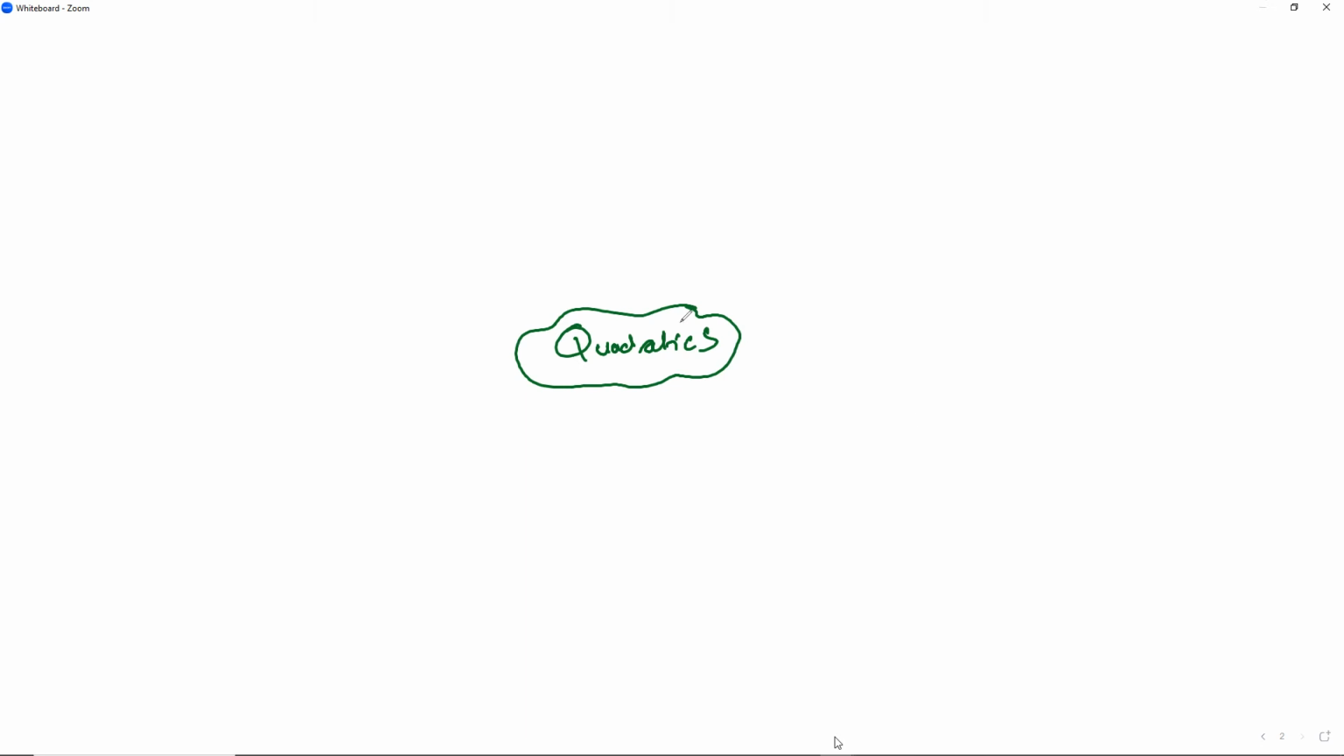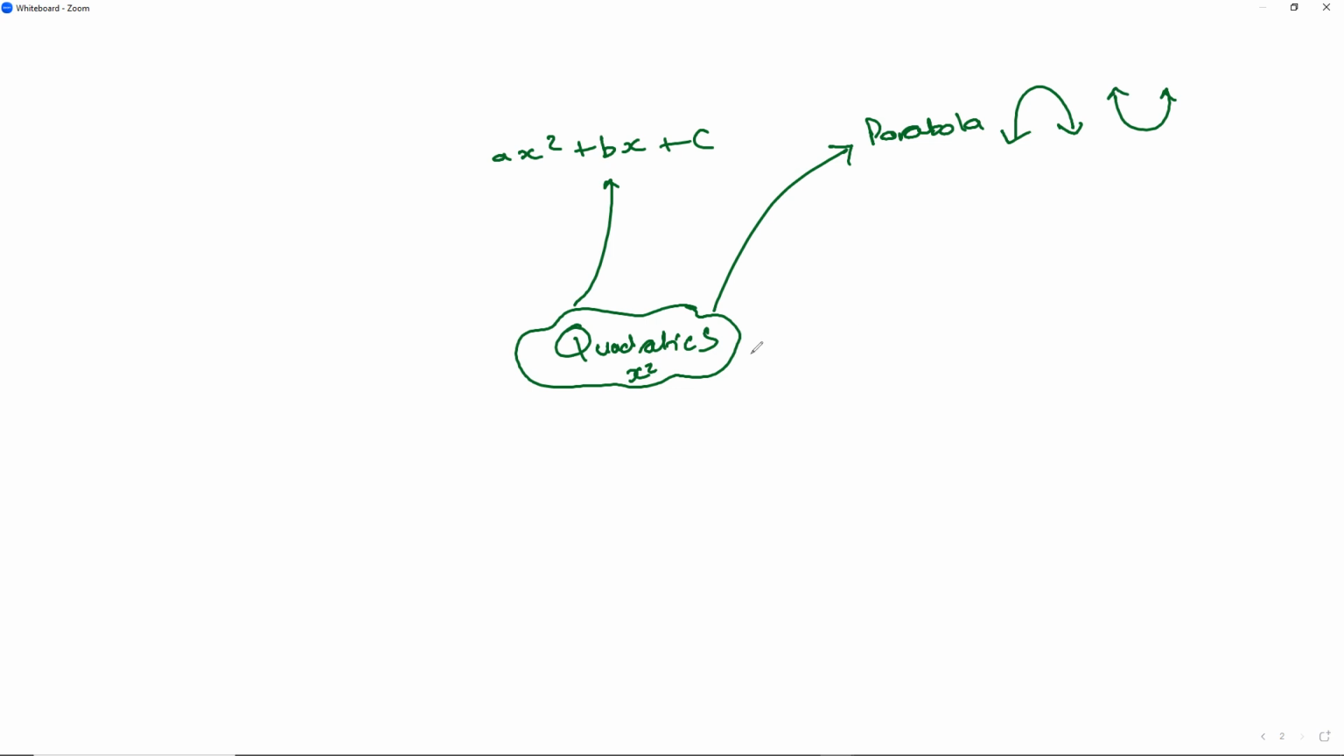Is branch out. So we're going to branch off quadratics. Firstly, we know what a quadratic is. We've got ax squared plus bx plus c. That's what a quadratic is. It's x to the power of 2. That's how we know we're dealing with a quadratic. We also know that with quadratics, the graph is a parabola, which can be a sad-shaped parabola or a smiley-shaped parabola.